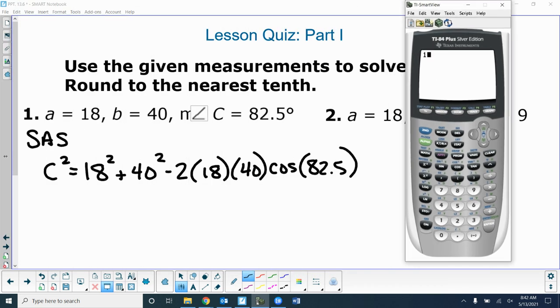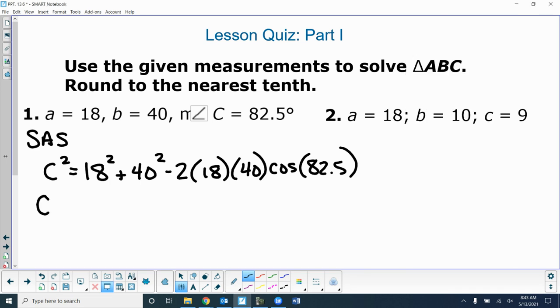All right, so 18 squared plus 40 squared minus 2 times 18 times 40 cosine 82.5. All right, you get that big number. But remember, that's what C squared is. So hit second squared for square root, second negative sign for answer. And we get 41.7.